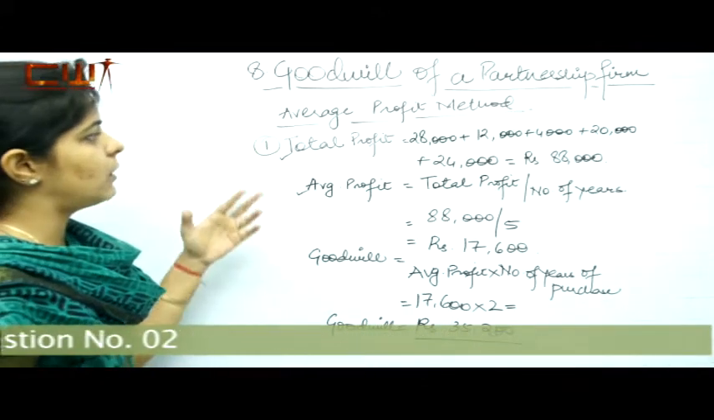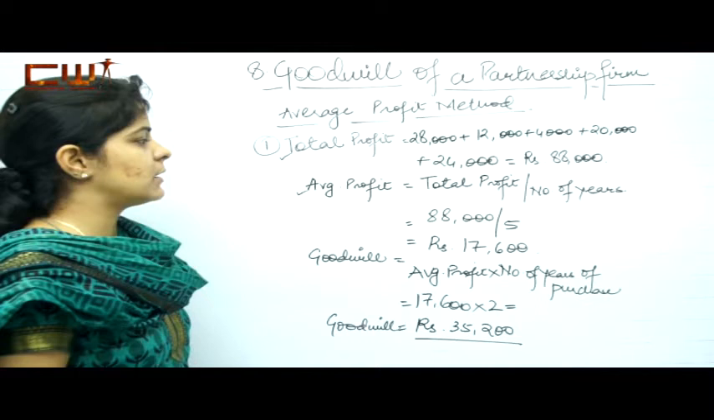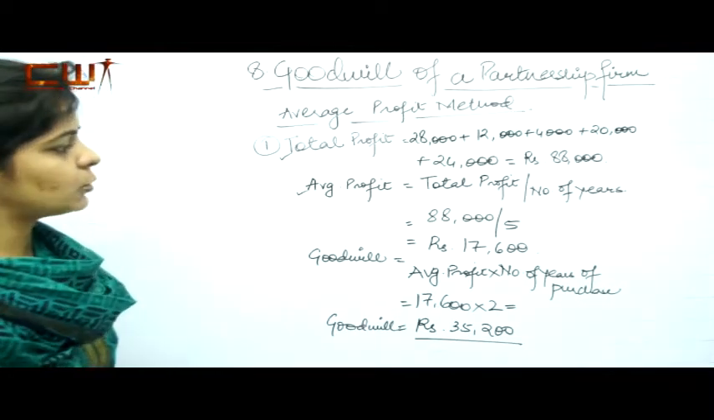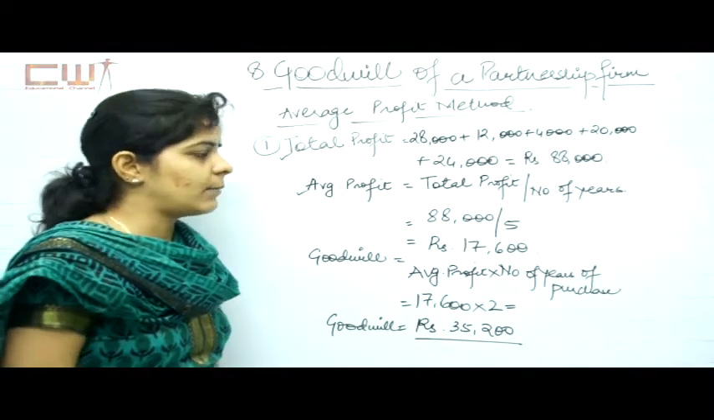This is the first problem of the average profit method given in the textbook. We switch on to the next numerical, numerical number 2.